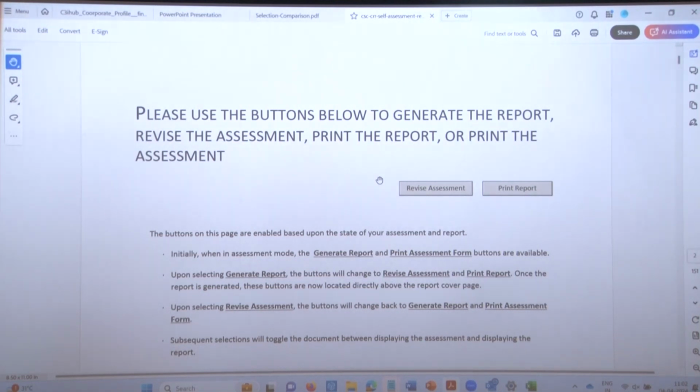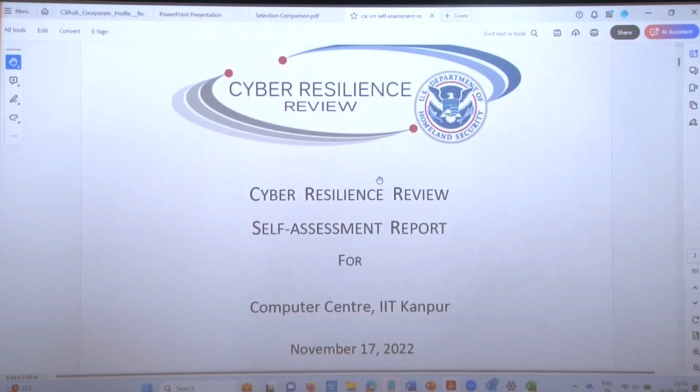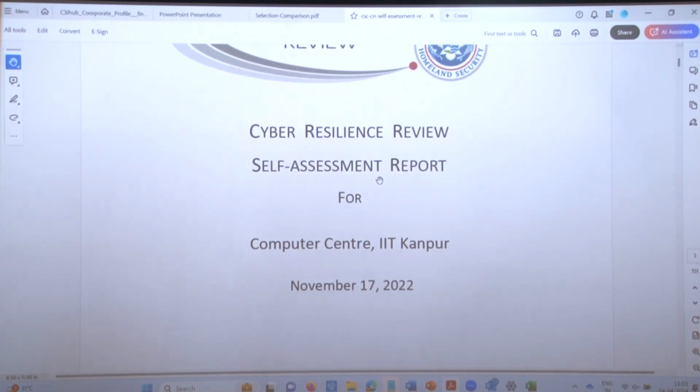So what we see here is a kind of instruction. This is what we call a self-assessment report. There are two ways to do this report. One is self-assessment. The organization itself does the assessment after having studied the goals of each domain and the practices in each domain, and then asking the relevant stakeholders within the organization about those practices, how well they are being implemented, etc. And then you can generate the report.